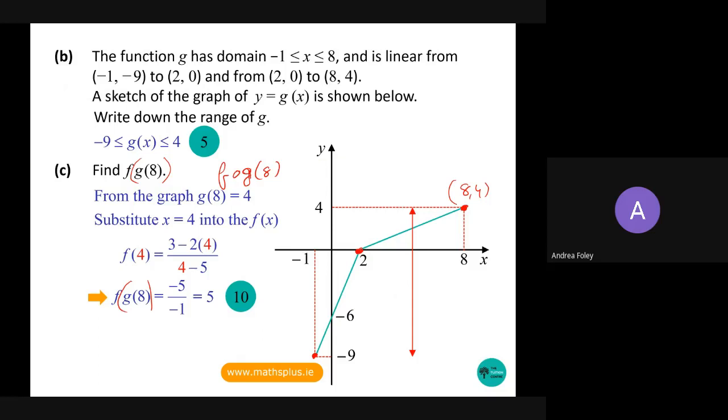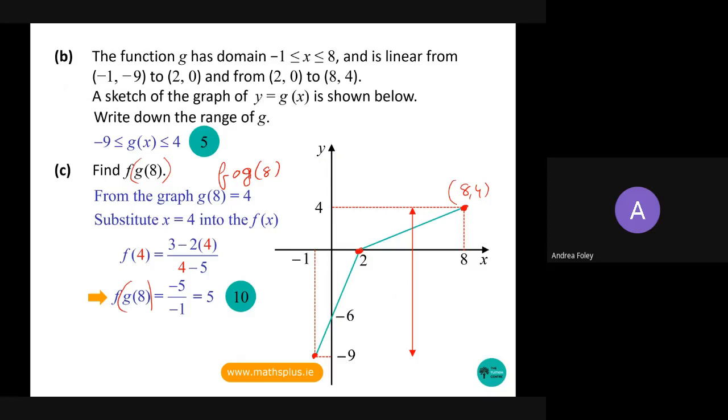So low partial credit is for getting that first correct output. So the G of 8 is 4. So if you have that, that's low partial credit for 5 marks. Your high partial credit is substituting into F. Okay, so substituting that value into F. And that would be 8 marks for your high partial credit.